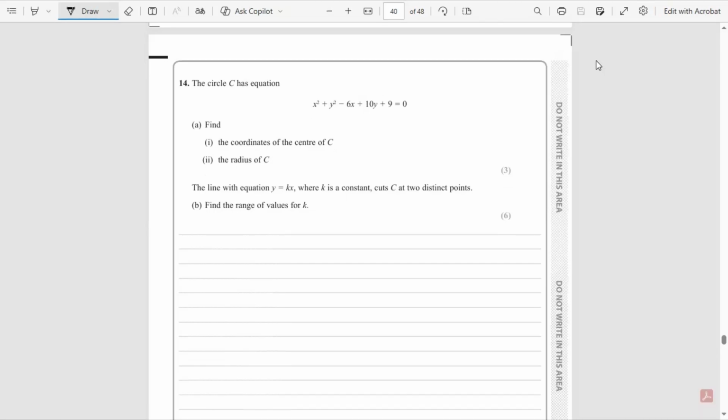Hi everyone. So in this video, we're going to work through another Year 12 Pure Maths question, and this question is from the AS 2018 paper on equations of circles. So we have here the circle C with the equation x squared plus y squared minus 6x plus 10y plus 9 equals 0. Part A says find the coordinates of the center of the circle and also find the radius of the circle.